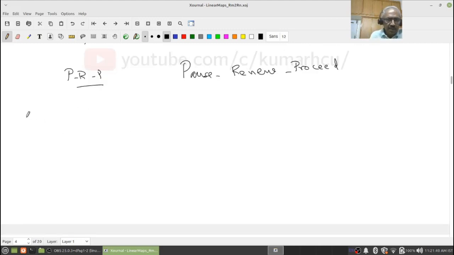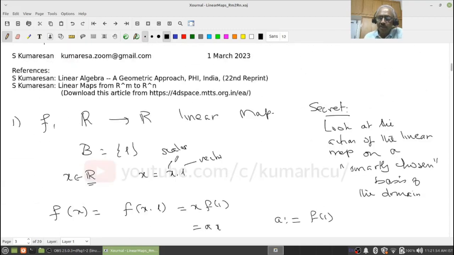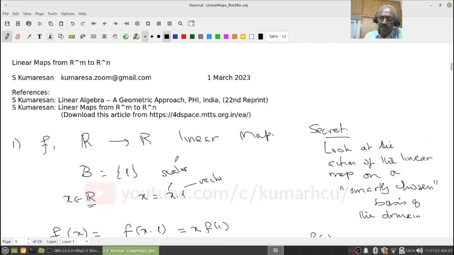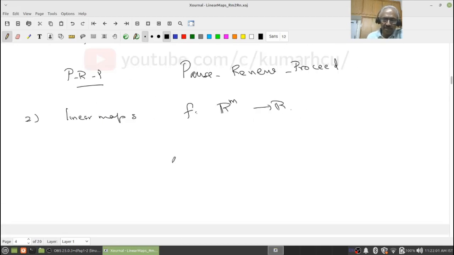Right. Now the next thing I want to look at is linear maps from Rm to R. So let's go to the secret recipe. What is the secret? Look at a smartly chosen basis of the domain and look at the action of the linear map. So what is obvious?